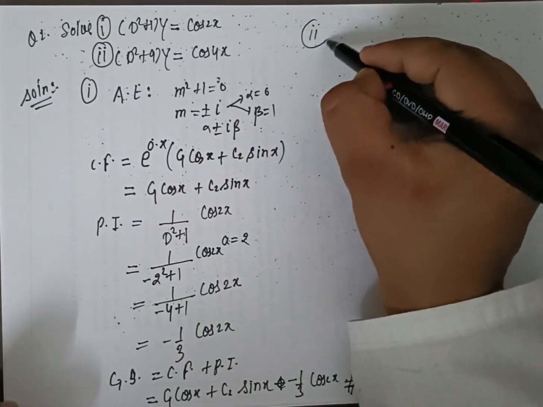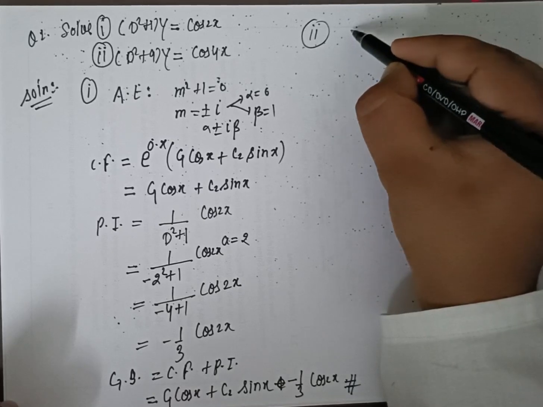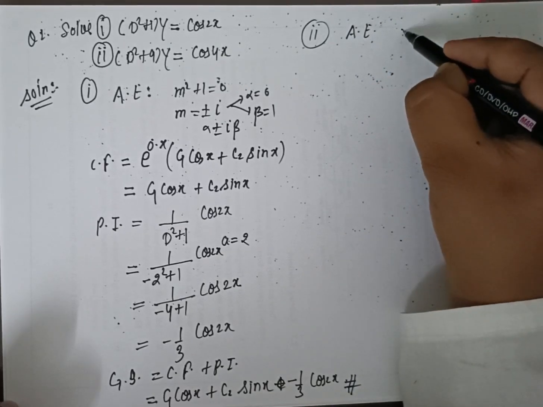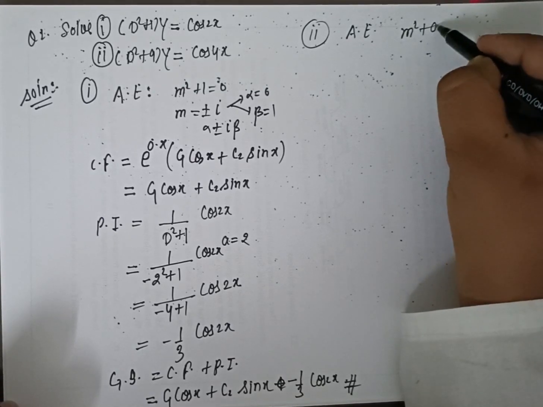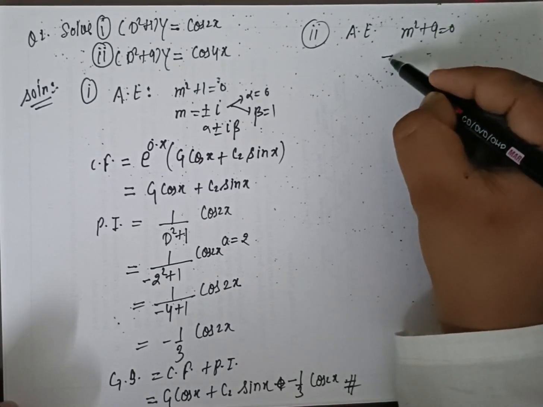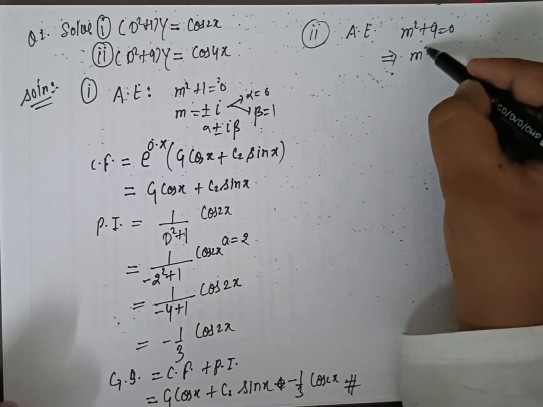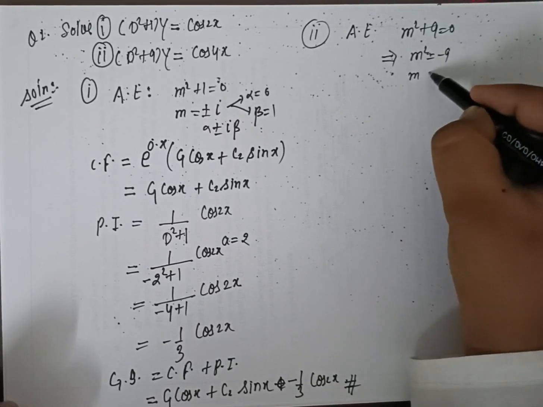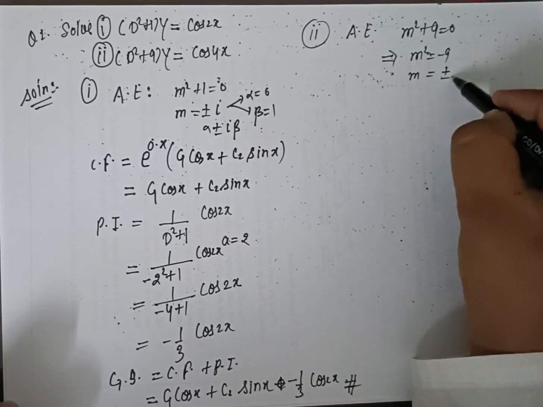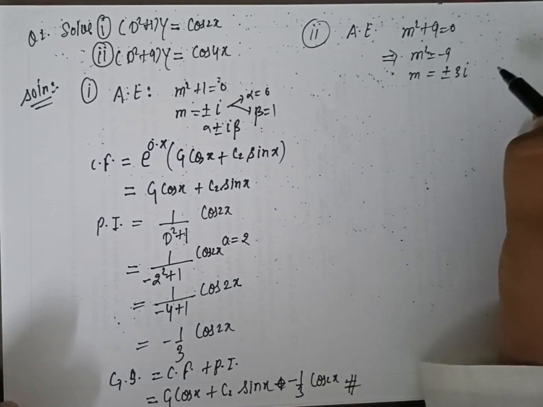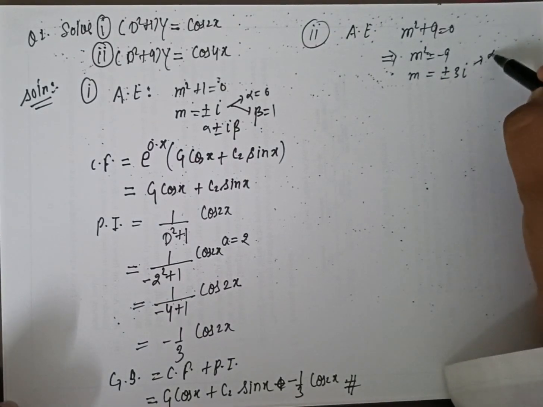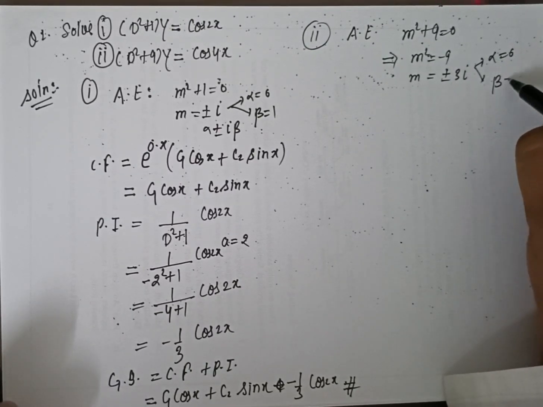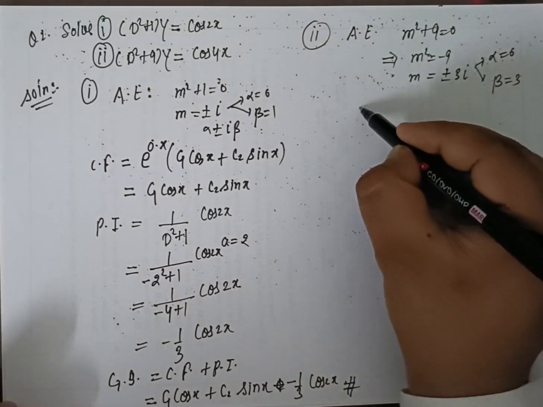What about the second part? In the second part, the auxiliary equation will be m square plus 9 is equal to 0. So we calculate here m square is equal to minus 9, or m is equal to plus minus 3 iota. So here obviously we have the value of alpha equal to 0 and the value of beta equal to 3. So now what about the CF?